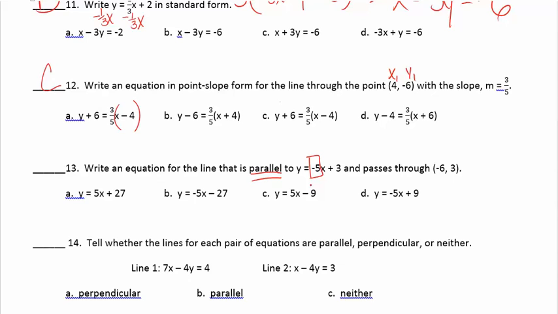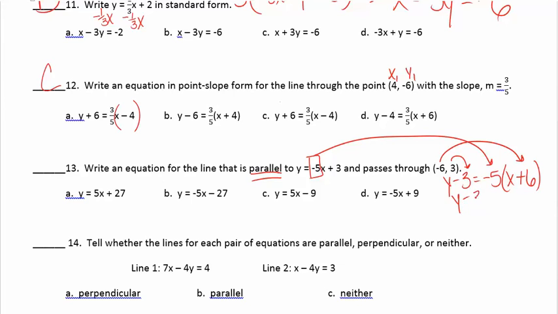So if we start in point-slope form, we have y minus 3 equals negative 5 times x plus 6. So the negative 5 is going in for the slope. They're parallel, so they have the same slope. The negative 6 is going in for x1, and the 3 is going in for y1. But now I need to rearrange the equation so that I can see which answer choice to select. So by distributing, negative 5x minus 30, now we're going to add 3 to both sides. And sometimes you can just look over at the answer choices. You see you're going to get a negative 27 here, so that's letter B.